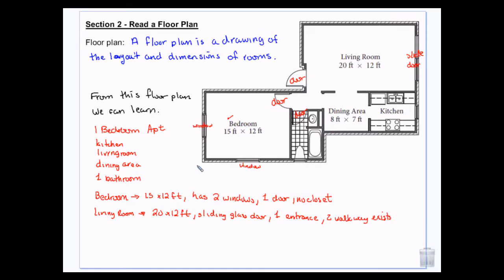Okay. The dining area is 8 feet by 7 feet, and it enters into the bedroom, living room, and kitchen. And the bathroom is kind of off of that as well. It has no windows.